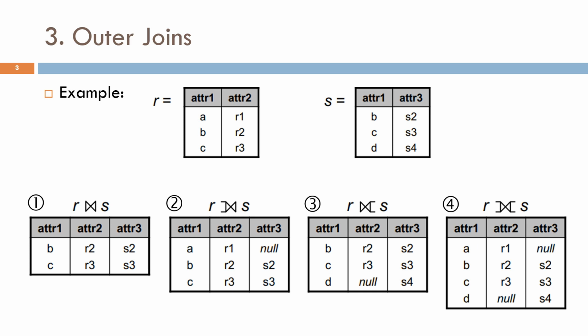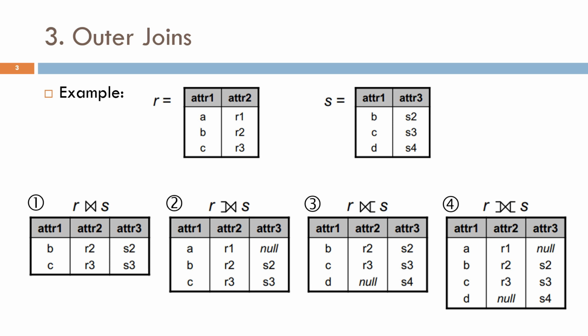The third operation is R full outer join S. The result of full outer join consists of all tuples from R and S, including tuples from R that don't match S as well as tuples from S that don't match R.